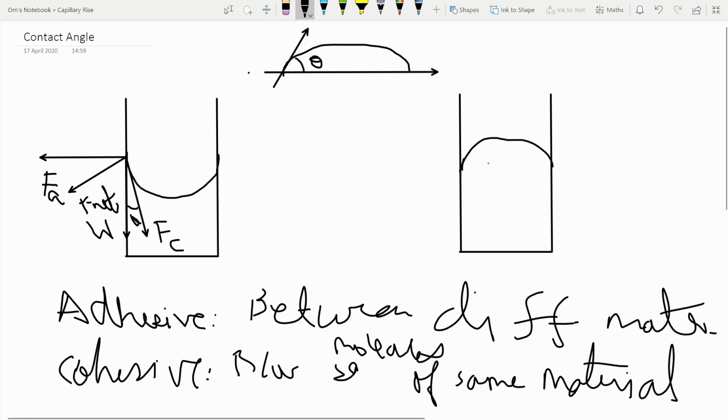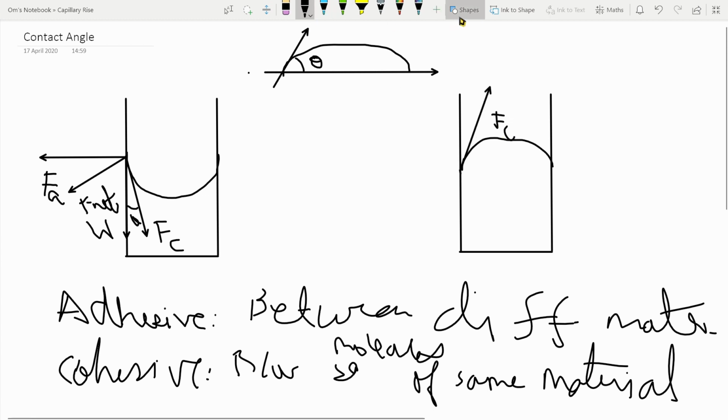In the case of this fluid over here, you can see it has a much higher contact angle, close to around 180 degrees. It can be explained by the same process, but the direction of the forces will be different. The cohesive force, which is the surface tension, acts towards up here because there are molecules over here as well. A greater number of molecules are pulling the liquid surface in this direction. This is going to be F_C.